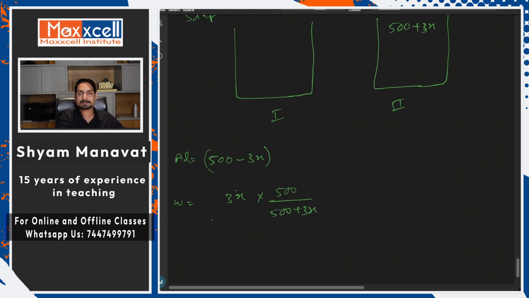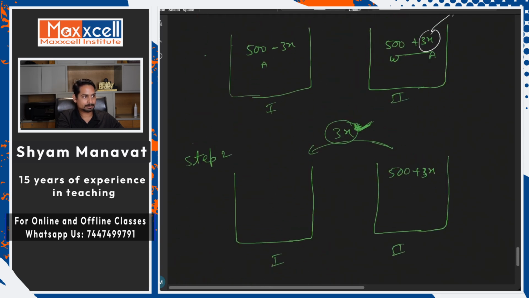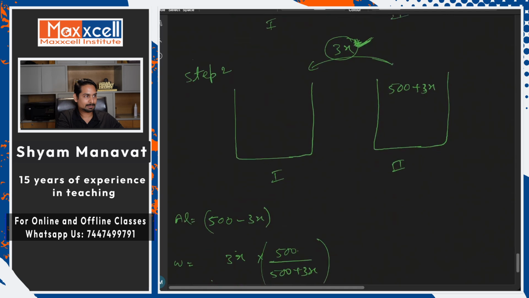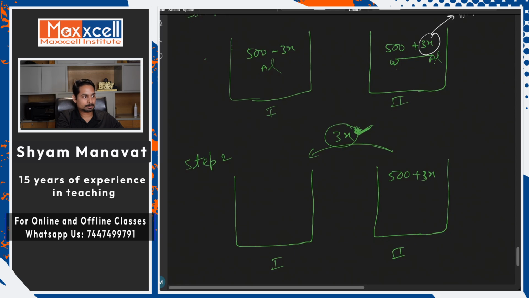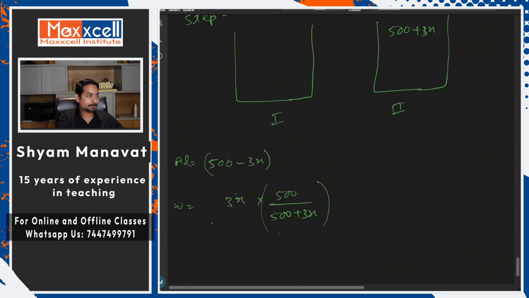Are you clear with this? If not, then guys, you have not gone through the concept builder lectures of ratio, proportion and mixture alligation. You should do that. Okay. So in 3x, the water portion is 500 upon the total portion, 500 upon the total water plus alcohol. That's how you take the portion.